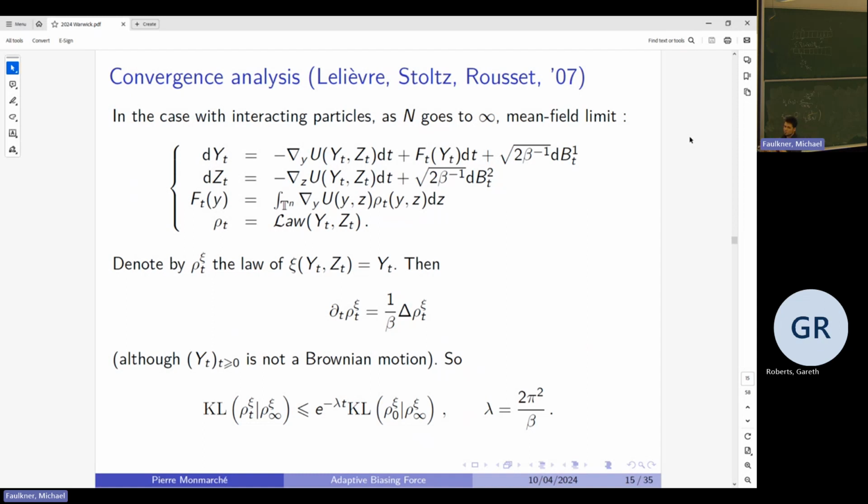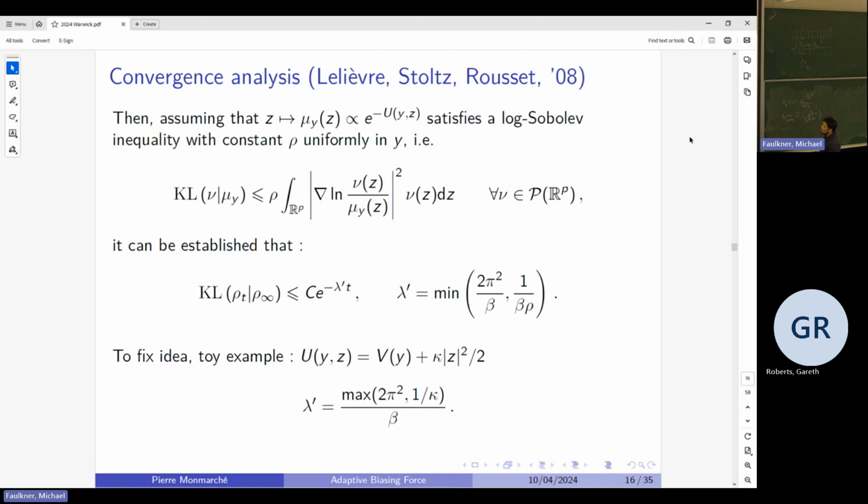If you start with a law which is very far from your target, Ft is going to be very far from the gradient of the free energy, but still the marginal law is going to follow the heat equation. Now that's not sufficient to say that you have converged to the target, and that's not sufficient to say that Ft is close to the free energy. But now, this is the main assumption that they have in this work.